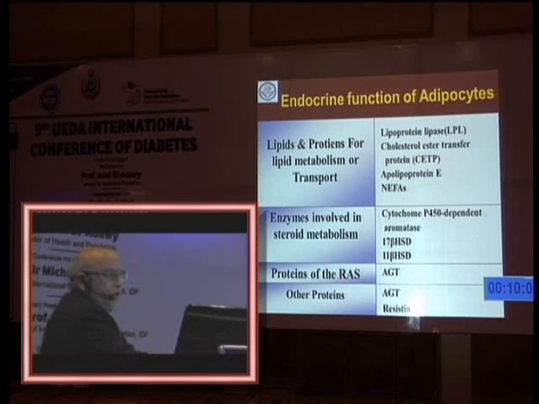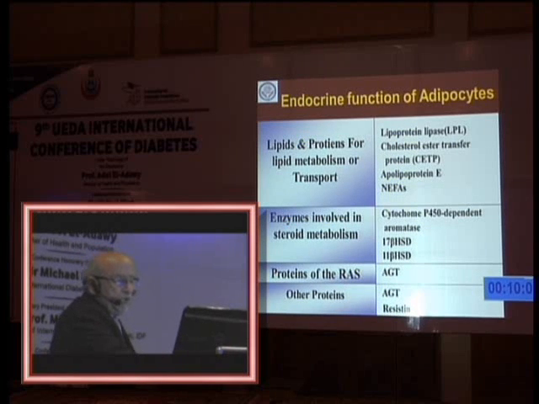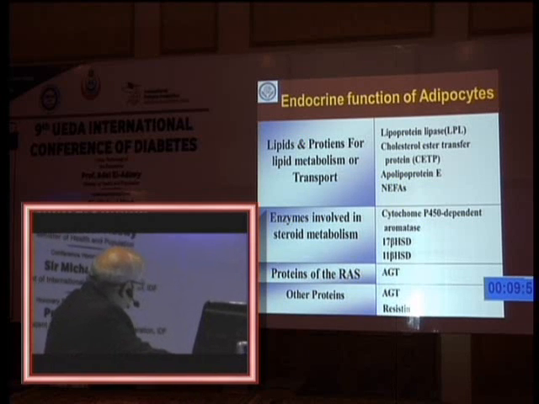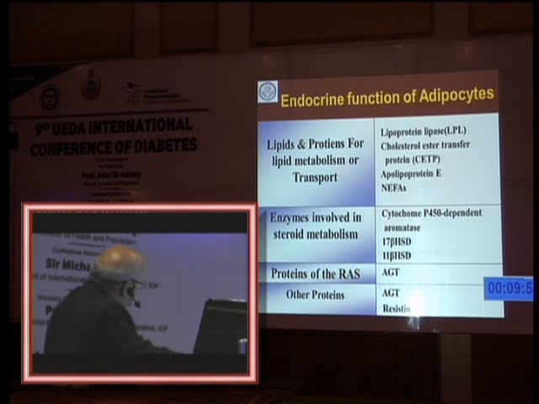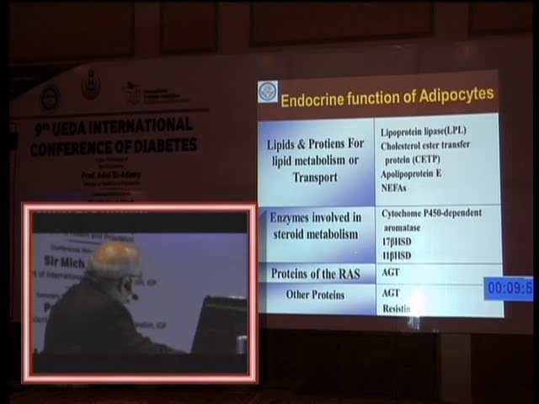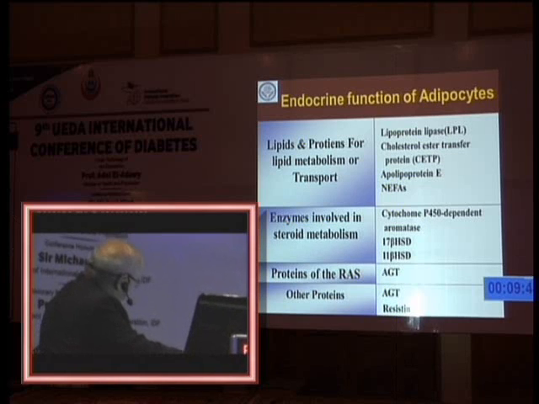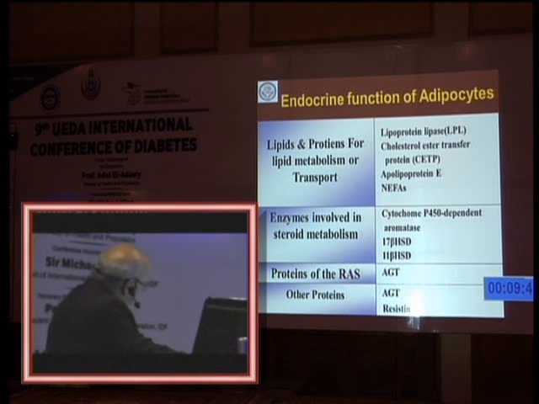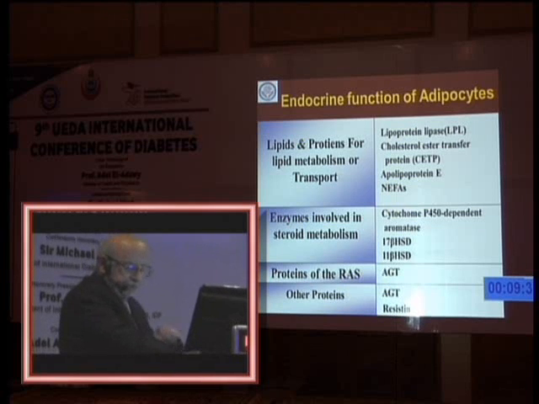Those that are related to lipid and proteins for lipid metabolism or transport, you see, and enzymes involved in steroid metabolism: cytochrome P450-dependent aromatase, 17 beta hydroxysteroid dehydrogenase, and 11 beta hydroxysteroid dehydrogenase, and AGT and resistin.